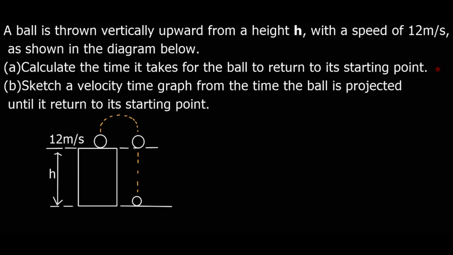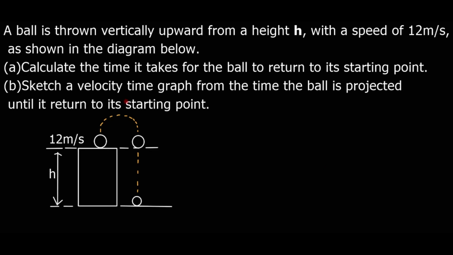This question: a ball is thrown vertically upward from a height with a speed of 12 meters per second, as shown in the diagram below. Calculate the time it takes for the ball to return to its starting point.